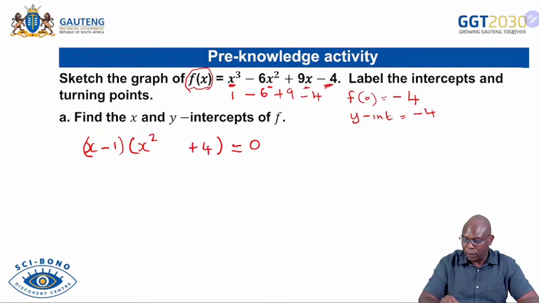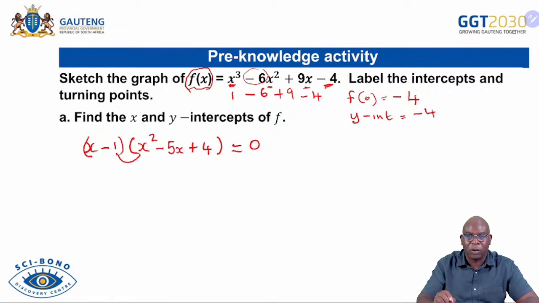Okay, so how do I then get the middle term? If I've got -1 times x squared, that will give me -1x squared. But to get to -6, remember I'm talking about x squared, from -1 to -6, I must add -5. So in other words, here in the middle, I'll get -5. So you can use any other method that you are comfortable with.